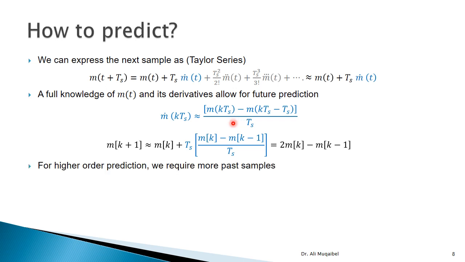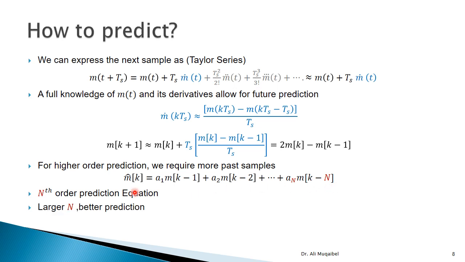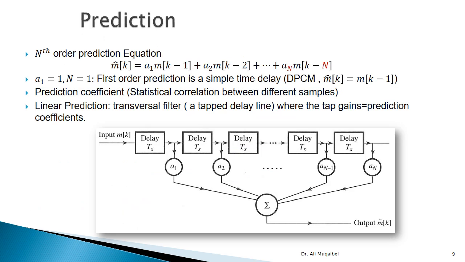Now, of course, if you want to make things more complicated, you can guess based on not just the previous sample, but the sample before and before. Depending on how many samples you take, this is called nth order. It's called nth order prediction. So the nth order predictor will be of this sort. The larger the value of n, of course, the better the prediction, but of course you need a delay and buffer.